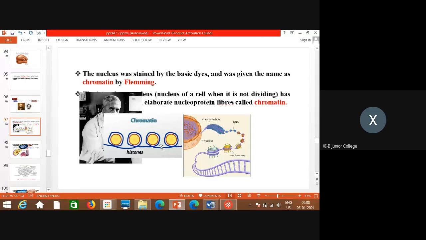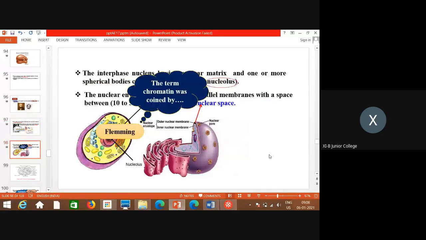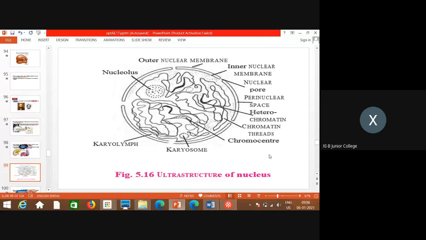Now you can see this structure where you can see these rounded structures. These are the proteins and wrapped by the DNA. So chromatin is nothing but which consists of nucleoprotein. That means nucleic acids and proteins. Now which type of nucleic acids we'll discuss. The term chromatin was coined by Fleming, and this consists of DNA, that means nucleic acids and proteins.